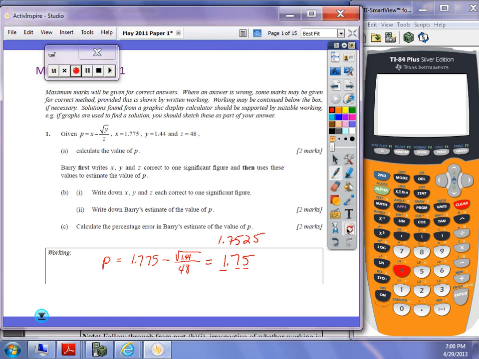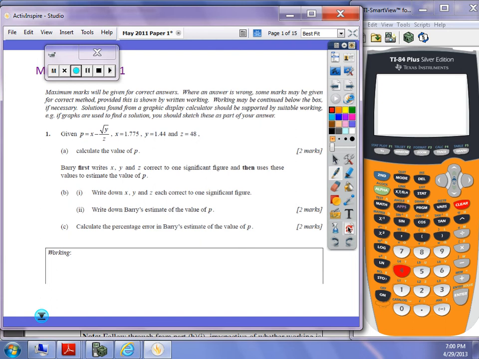This is the May 2011 paper 1, and we're starting with problem 1. So we've got an equation that we need to substitute some values in. This is a typical kind of problem that the IB exam will start off with. And again, for paper 1 problems, if you have the correct answer, you will get full credit.